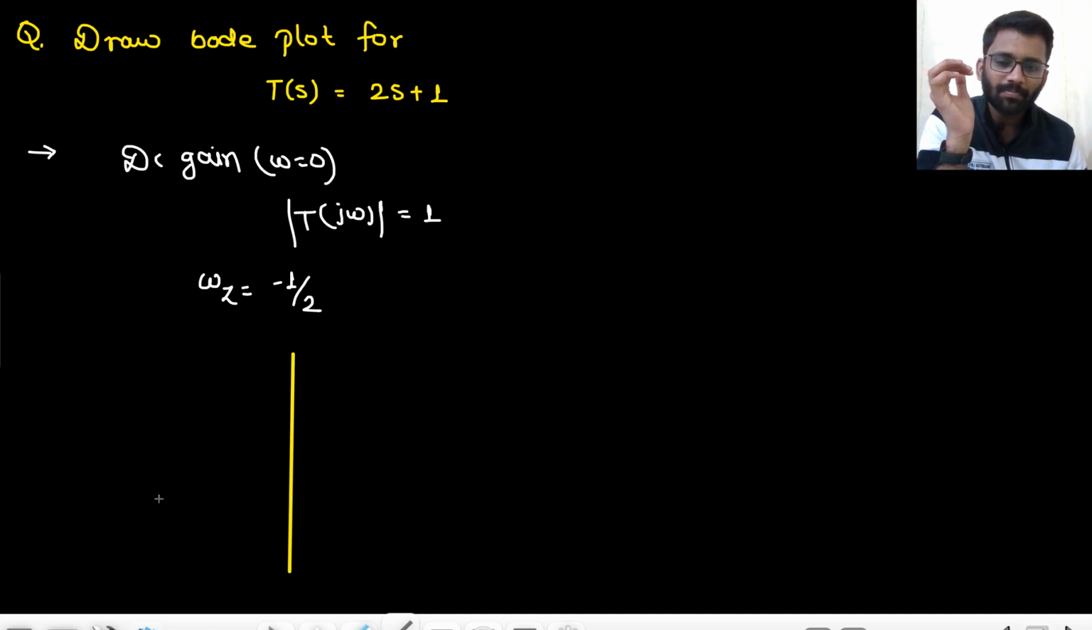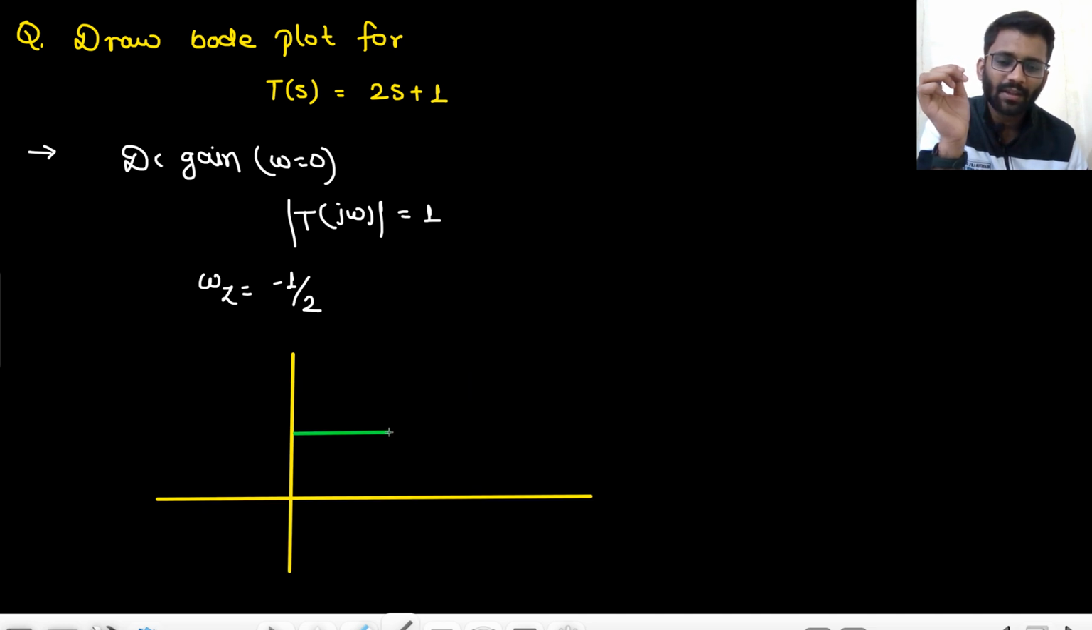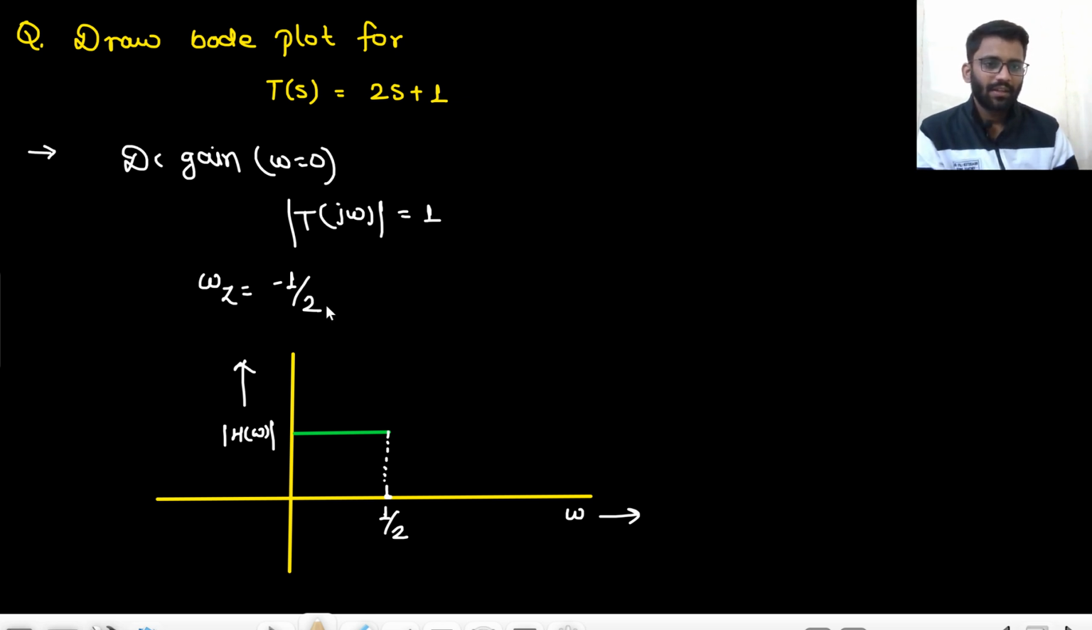Since there is a DC gain, initially it will start from the DC gain. At omega equals 1 by 2, since this value is negative, but here we will write only positive values. Look, I will tell you one thing. When you are drawing the Bode plot, all the poles and zeros should be in the left half of the S-plane. Bode plot is valid for minimum phase system.